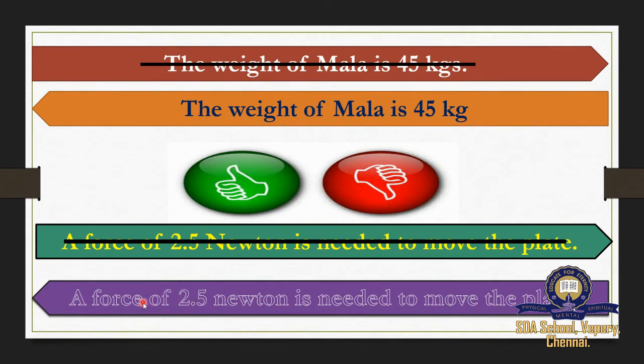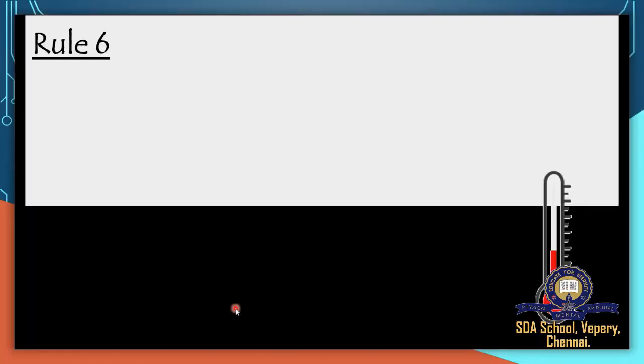Because the first rule says that the units named after scientists are not written with a capital initial letter. So in this statement, it is written in capital letter. It is a wrong statement. The units named after scientists should be written in small initial letters. Hope I am making it clear to you. So let's move on to rule number 6.